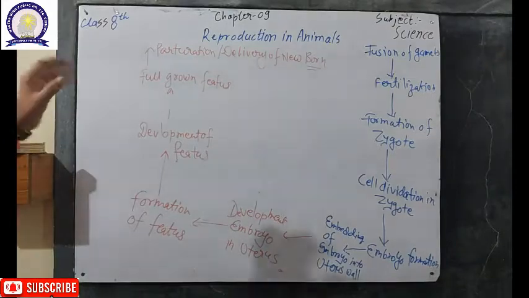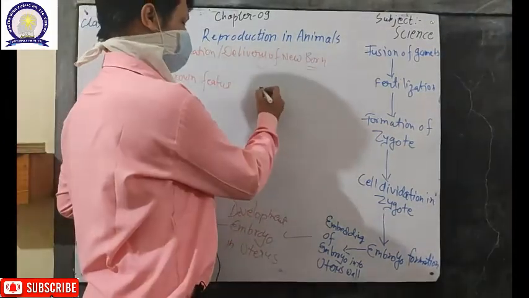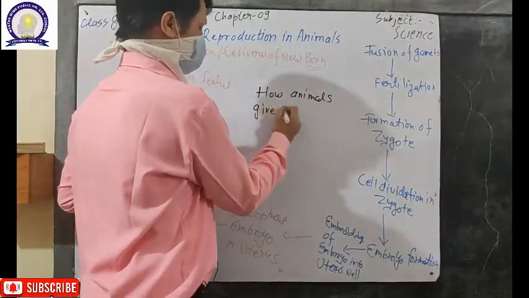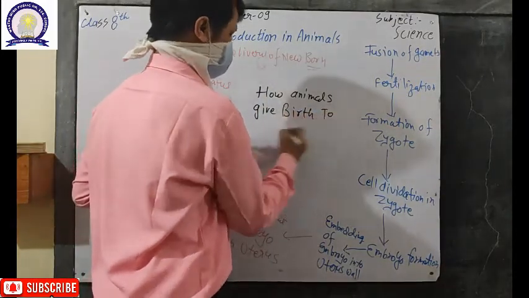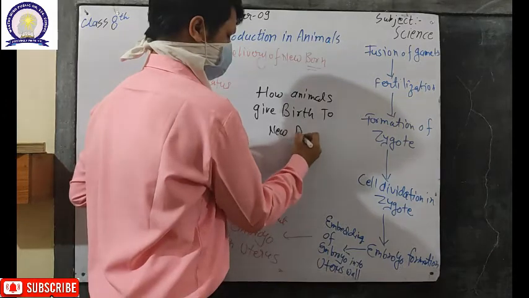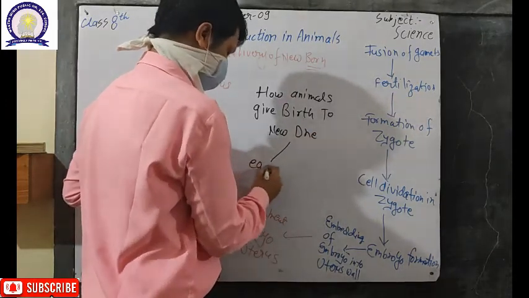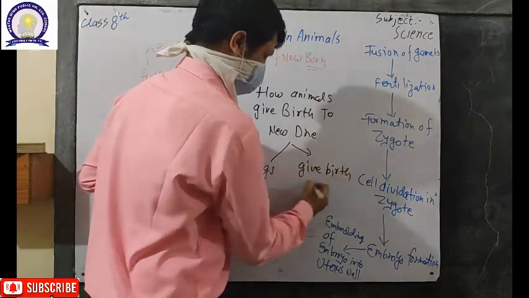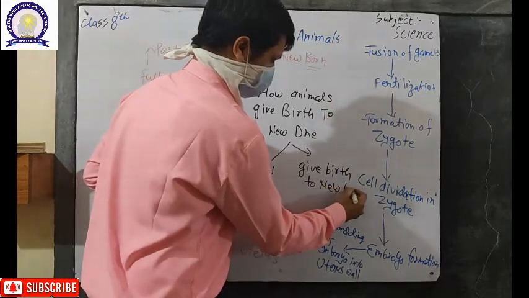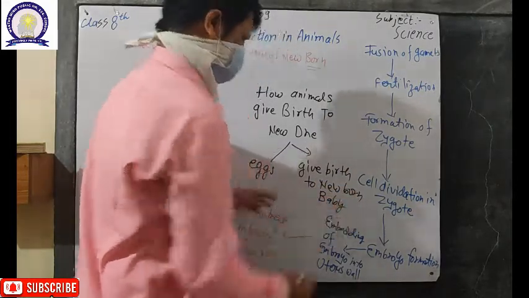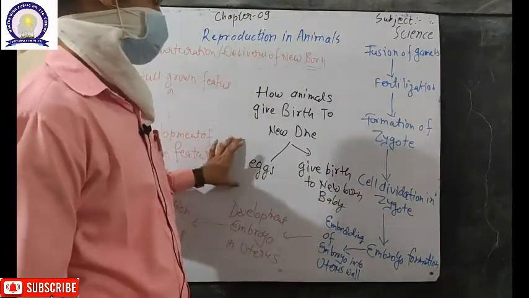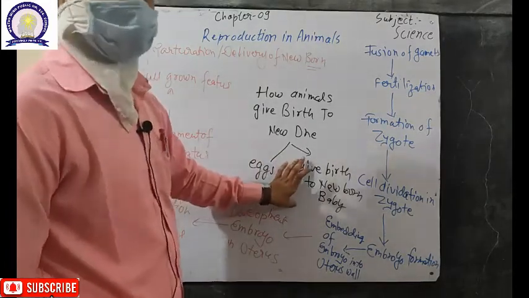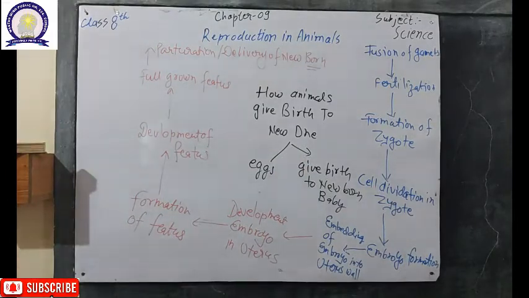In the further part, we will discuss how animals give birth to new ones, that is, whether they lay eggs or give birth to a newborn baby. So in the further part we will discuss that there are animals of two types. Some animals lay eggs and some animals give birth to a newborn baby. So we will discuss the various types.